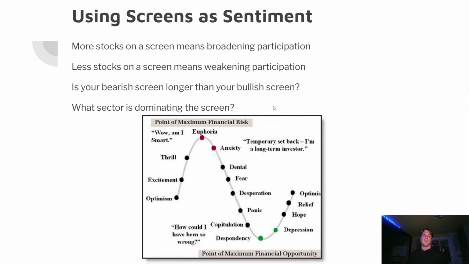And then the last thing to look for within the screen, it's always important to include the sector of the asset that you're trading within that screen. So if you're seeing a bunch of energy stocks starting to pop up on your screen, that's going to let you know that oil's probably going up, natural gas, coal. So what sector is dominating the screen? What is the sentiment with market participants?